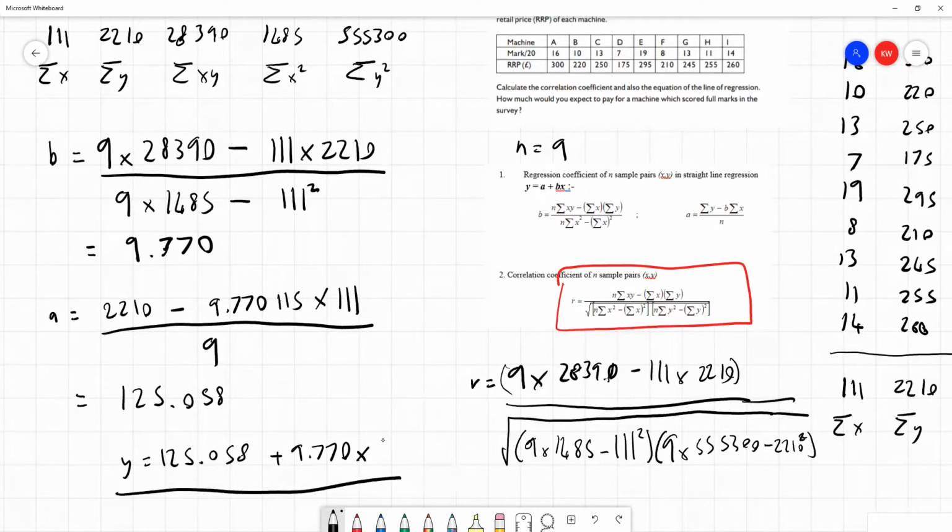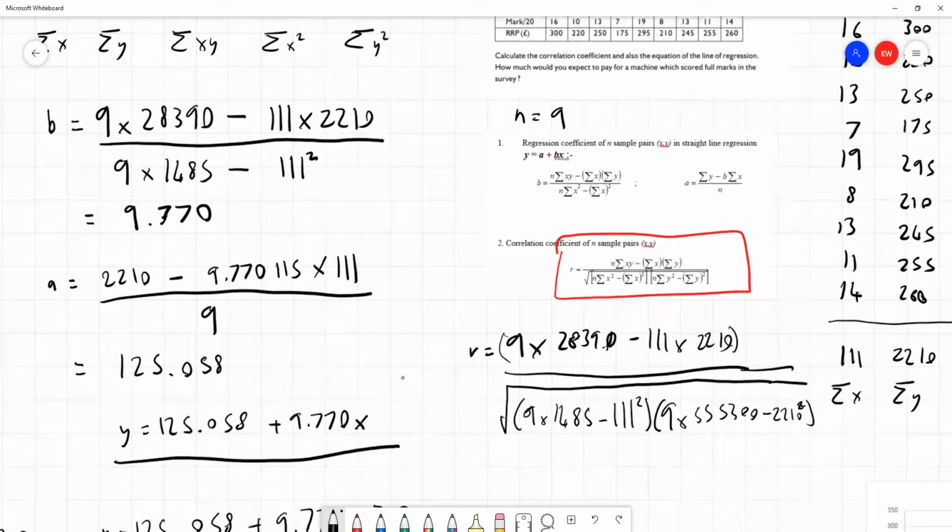Now, taking care with our calculator, if we put all of that in, we're going to get a value for r of 0.937. That's 3 decimal places, and that would be a sufficient number of decimal places in any answer. As you can see, 0.937 is quite a high correlation coefficient. If you're ever asked to comment on that, you can say it's a very strong positive correlation.